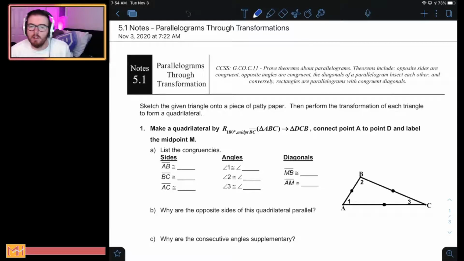Hello, Geometry. A little late to the game with this video, but that's okay. At least it exists. At least I'm getting to it. We're doing lesson 5.1. It's the start of our parallelogram unit.